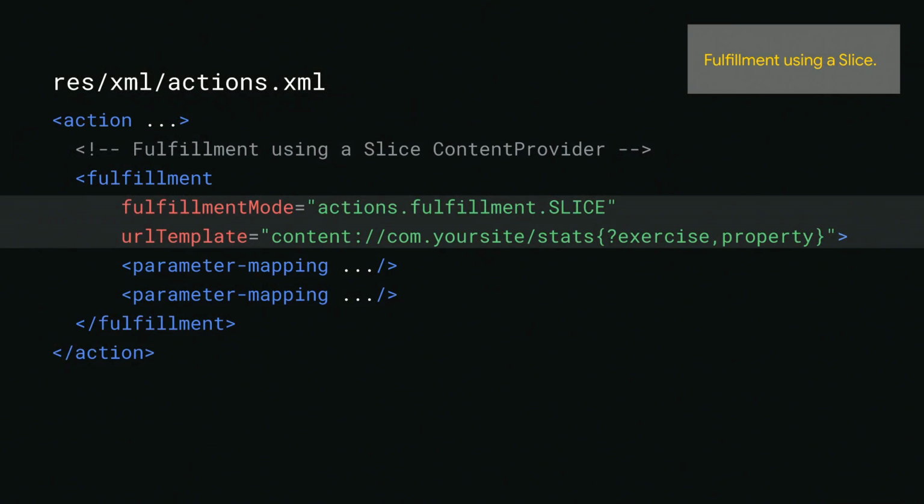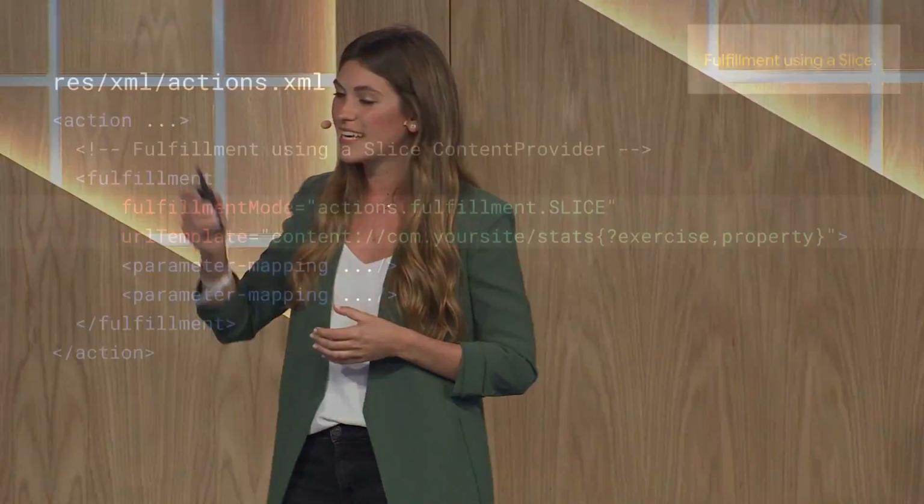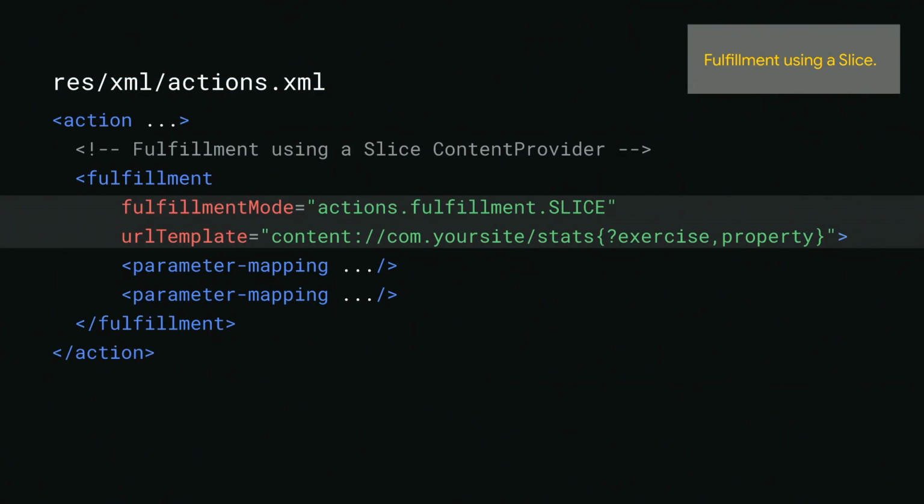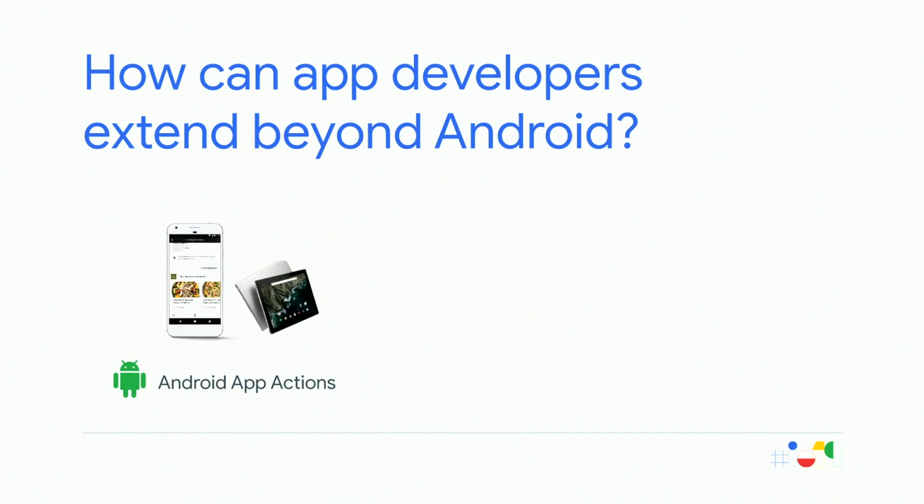The best part about slices is that it's super easy to implement. You simply have to make 2 changes when creating your actions.xml file. First, you have to change the fulfillment mode to slice. And second, you have to update the URL template to slice provider instead. And then the URL template's parameters will expand into their values, as our second Adam mentioned before. But the one caveat is that App Actions and Slices only work on devices where Android apps are installed.